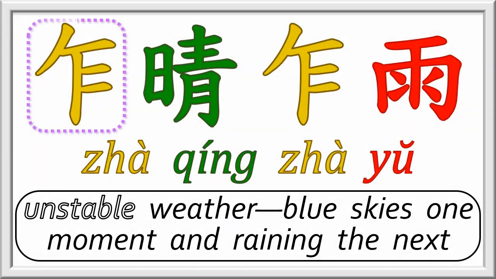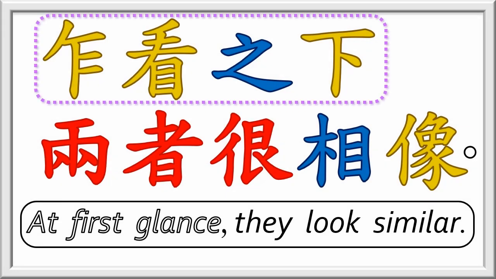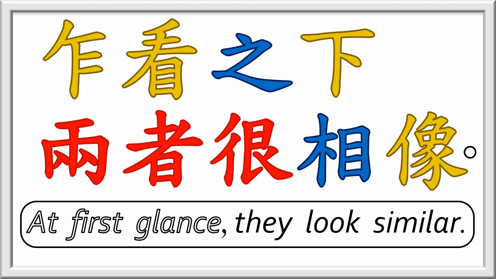Zha qing zha yu means unstable weather. One moment the sun shining, and the next it's raining. Zha kan zhi xia can be expressed in English as on the surface, on the face of it, ostensibly or superficially, literally at the moment of a sudden look. 乍看之下，两者很相像. At first glance, they look quite similar.